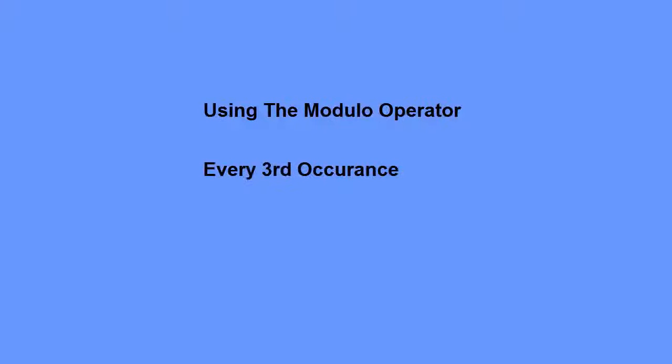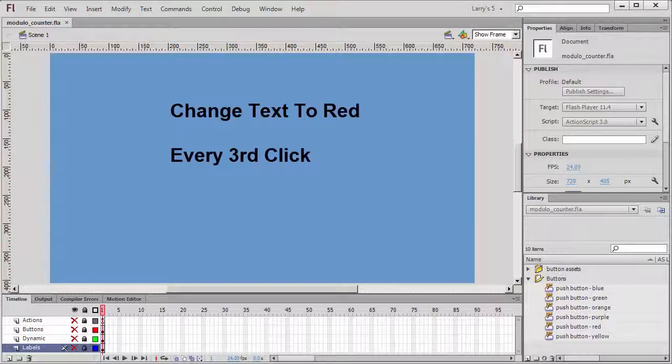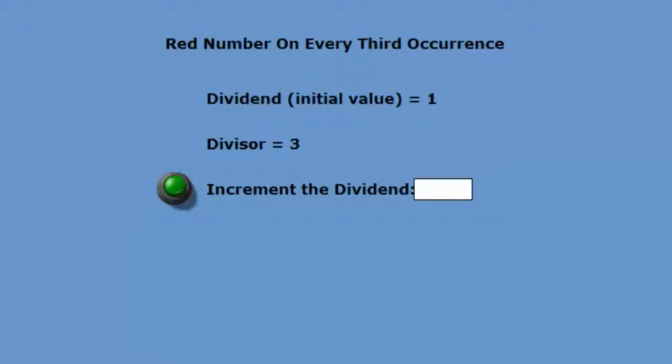Now that you understand how the modulo operator works, I'll show you one example of how you might use it. Let's say you wanted your application to react to every third occurrence of an event. I'm going to create an application that will change the text color to red every third time the user clicks on the green button. On my stage, I've added a dynamic text field which I've named txt_dividend, a green push button which I've named btn_green, and some labels.